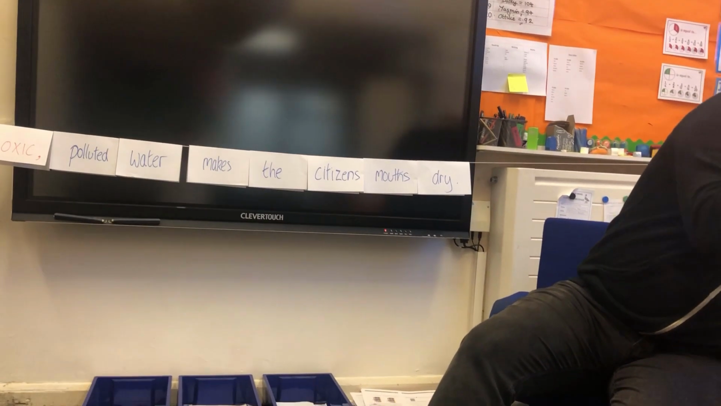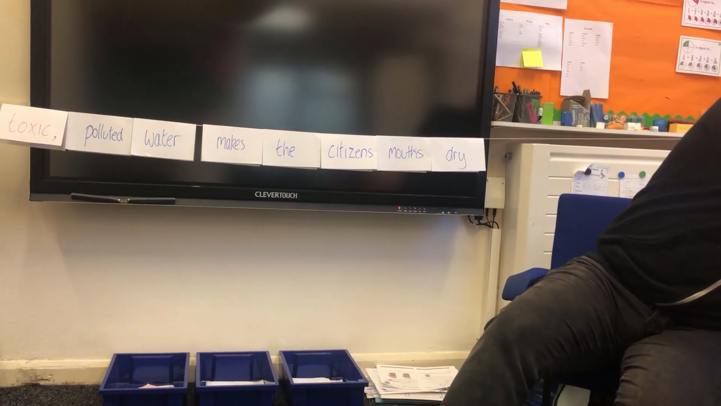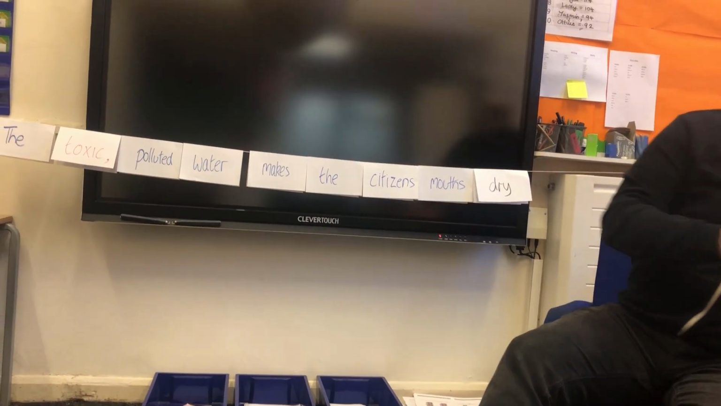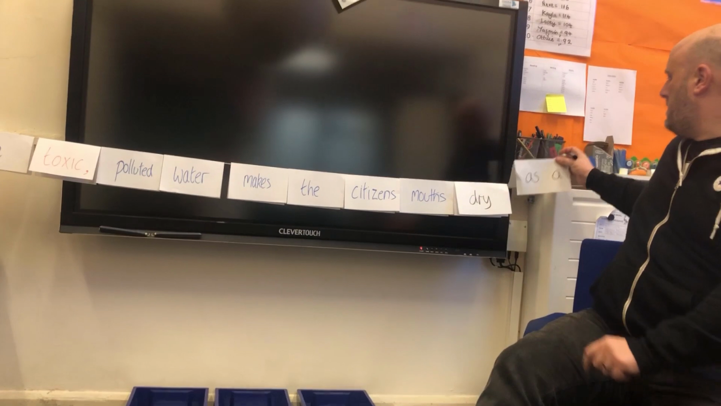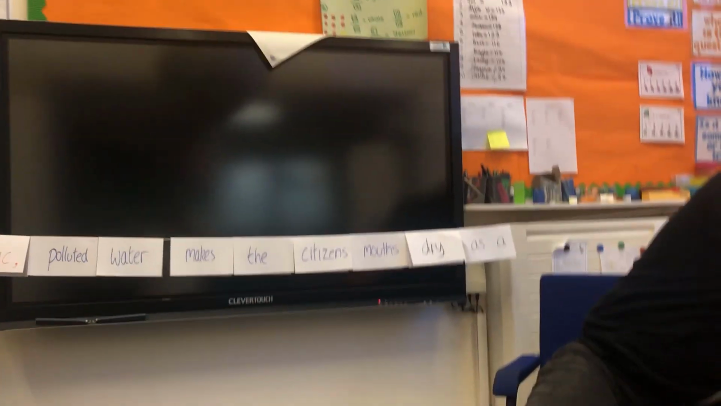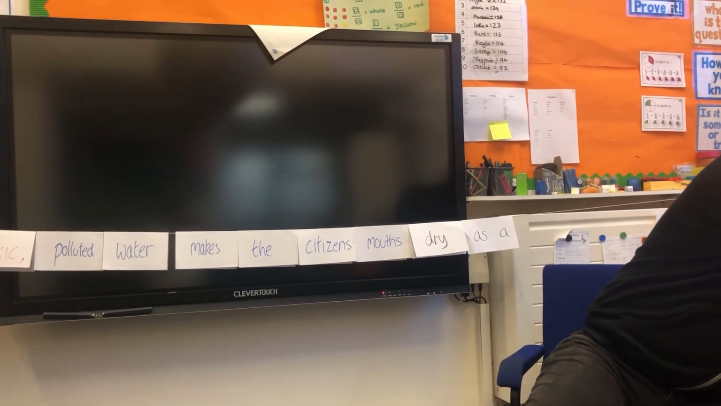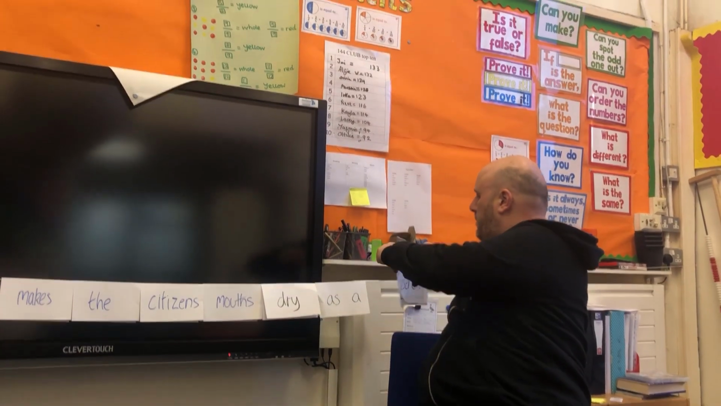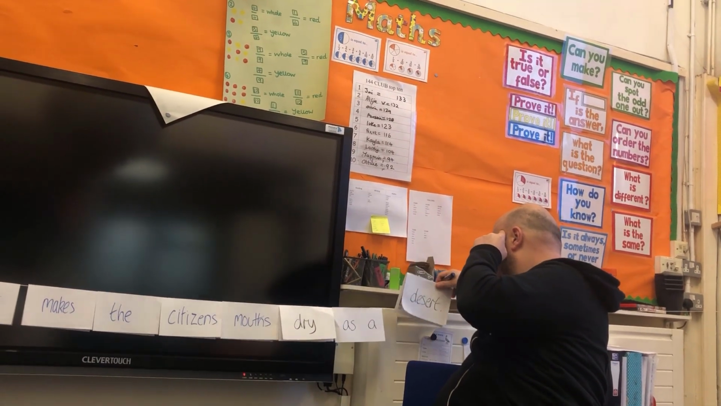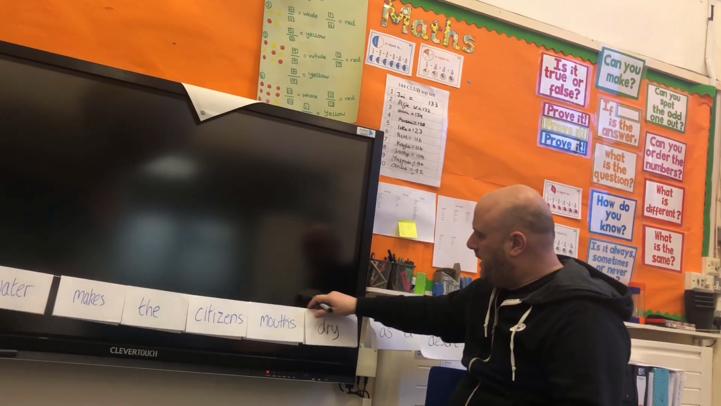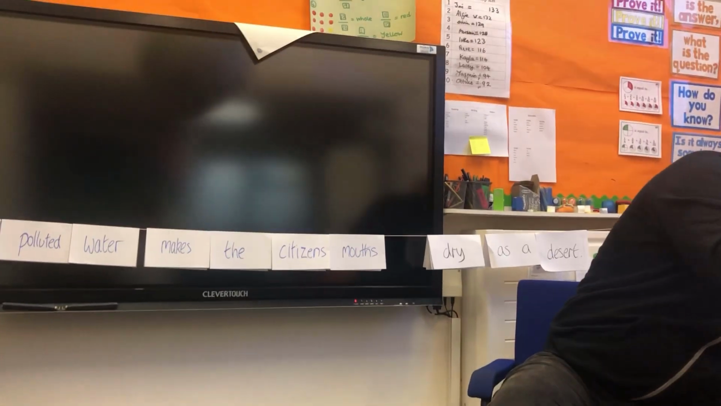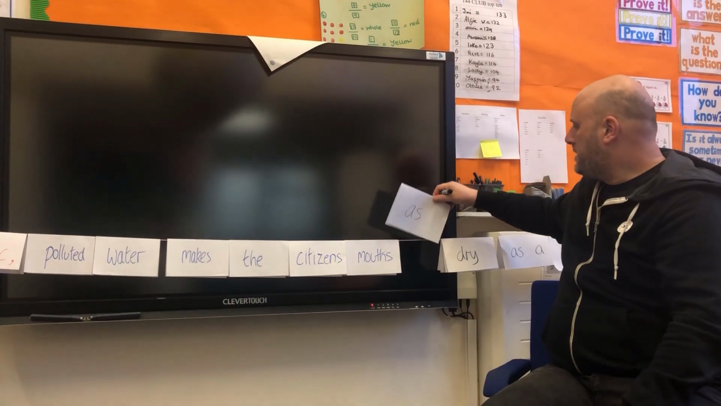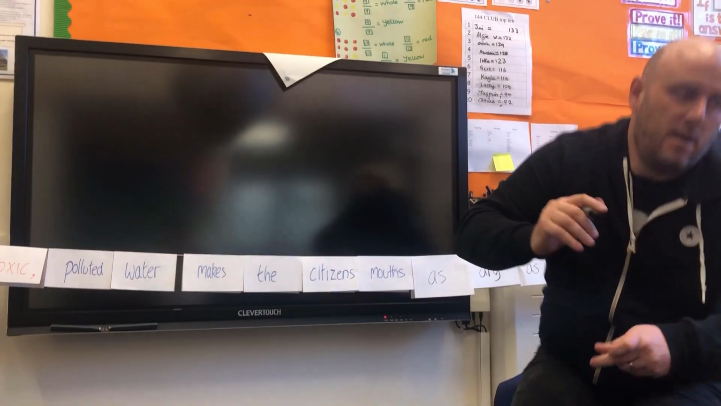So I'm just going to add on the end here. We're going to change it again. So I'm removing that full stop. Makes the citizens' mouth dry as a desert. And I can see Noah behind the camera, but you can't see. He's pointing at something because he knows that I've made a deliberate mistake, because I need a word in here, don't I? So the toxic, polluted water makes the citizens' mouths as dry as a desert. That was good pointing by Noah.